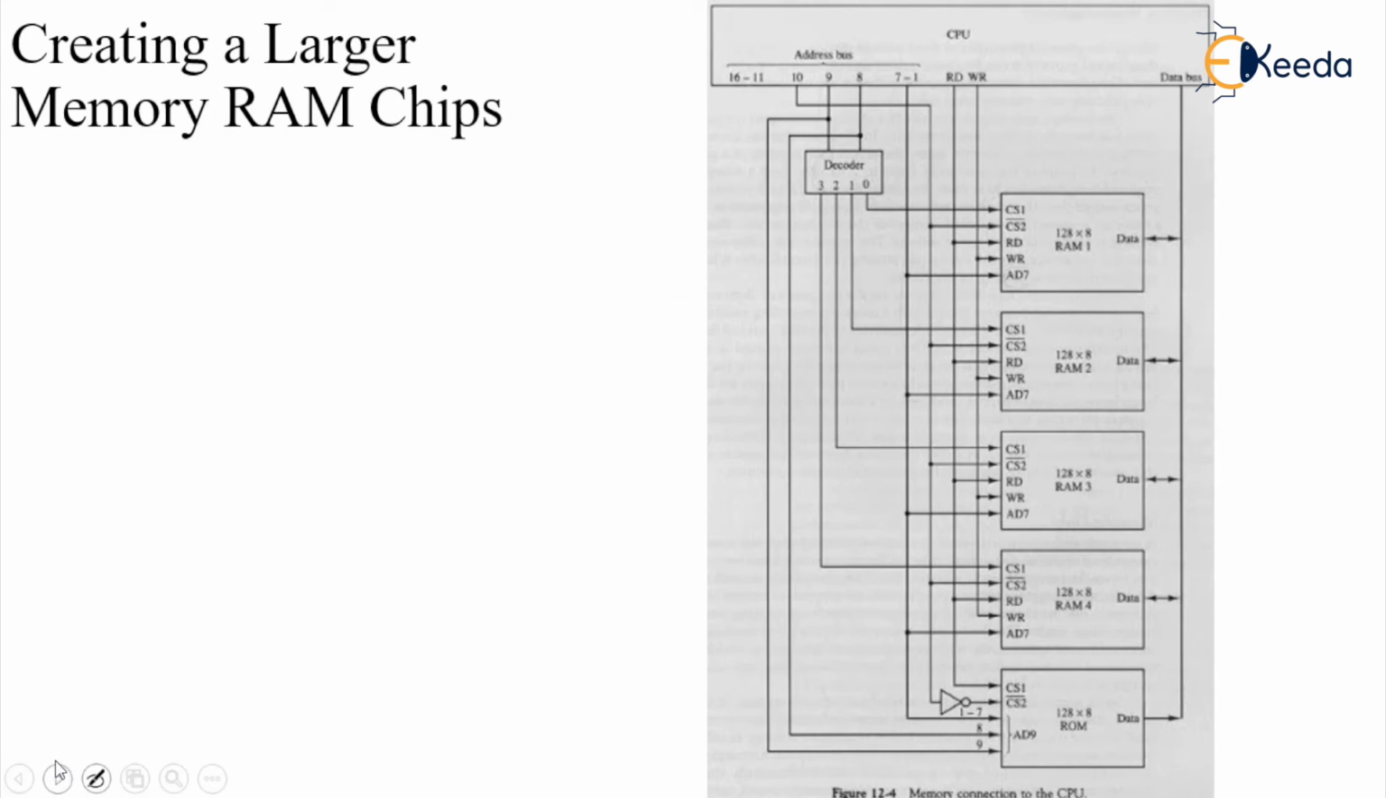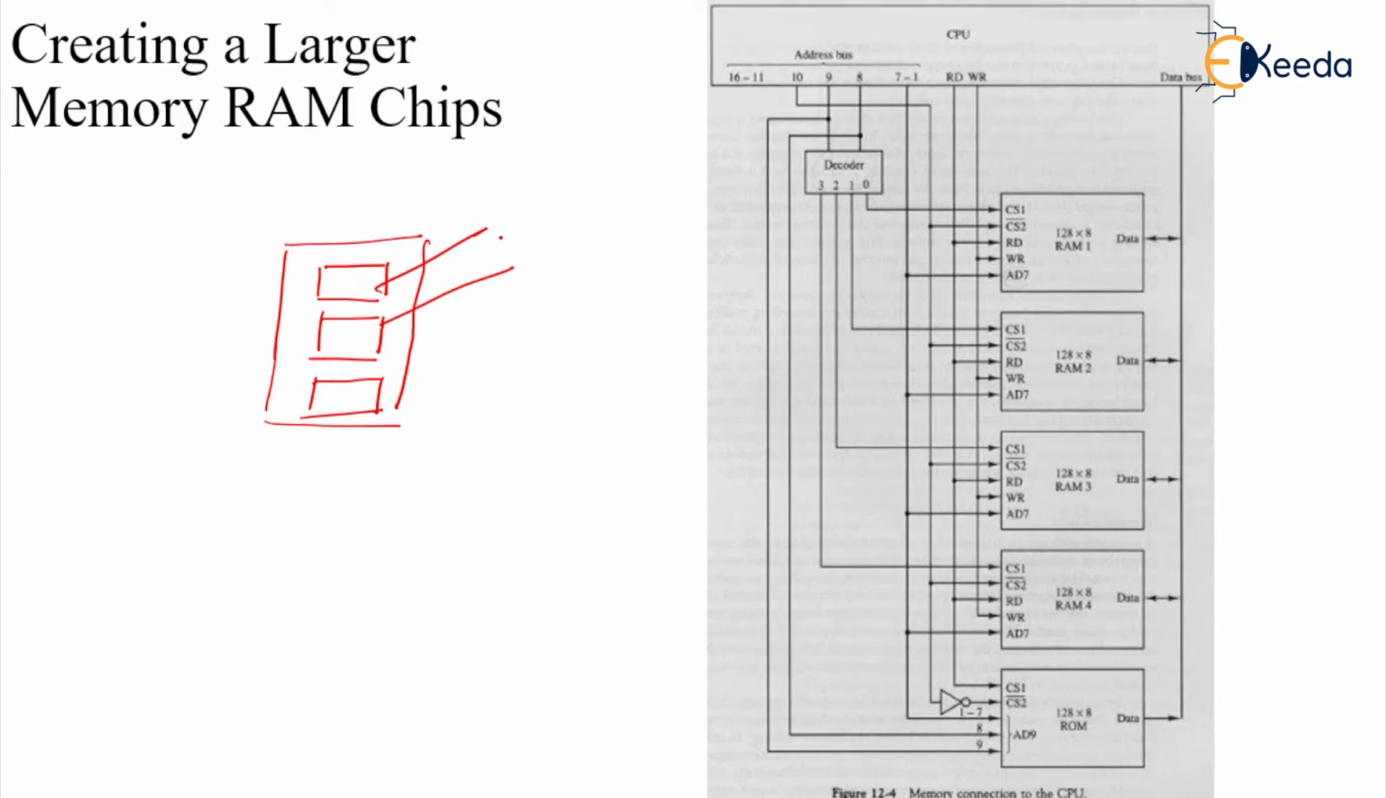Now we can create larger memory by using chips. Even if you look at your RAM, you will find that there are many chips present over here, and these chips are your module chips or banks. In your RAM this is called a module chip, or it is also called a memory bank.